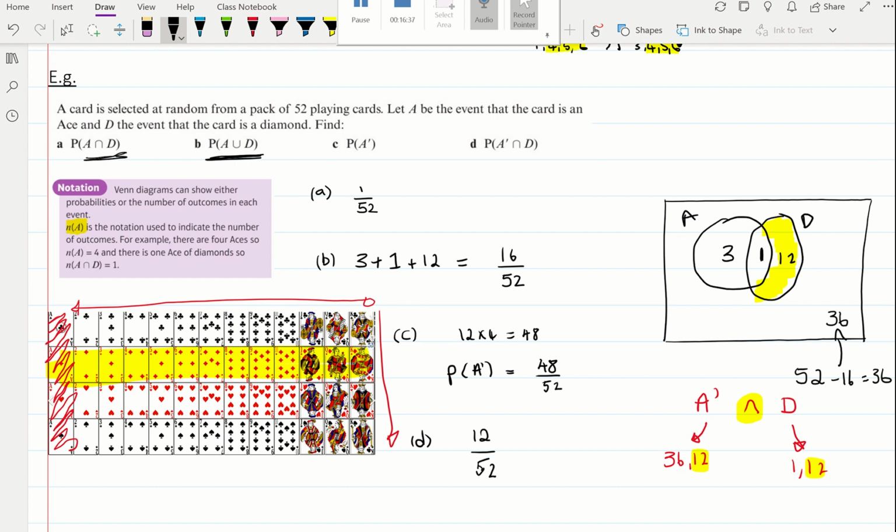So when they start doing this kind of more difficult notation, put your information in the Venn diagram and then do the list like we did before, and you'll know which area you want. You're looking at just D, and that's 12 over 52.